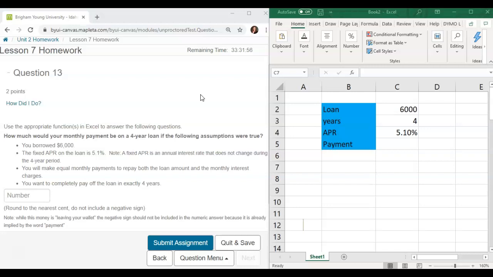Note, a fixed APR is an annual interest rate that does not change during the 4-year period. You will make equal monthly payments to repay both the loan amount and the monthly interest charges. You want to completely pay off the loan in exactly 4 years.